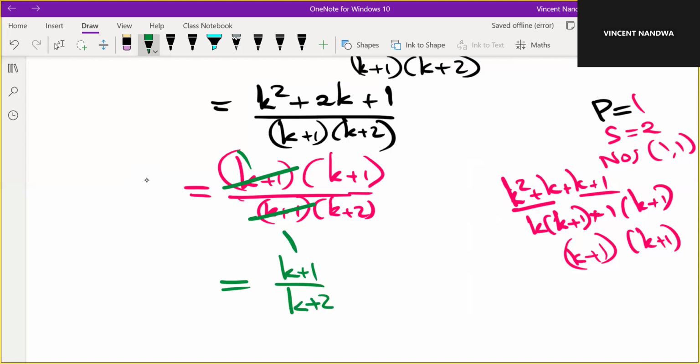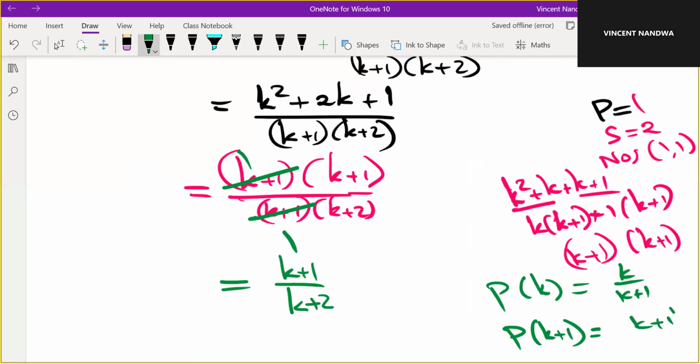Do you see that that's what we expected to have? Yeah, because we were told that p of k reduces to k over k plus 1. So given p of k plus 1, the answer should have k plus 1 on top and on the bottom the next step, which is k plus 2. So this is our p of k plus 1.